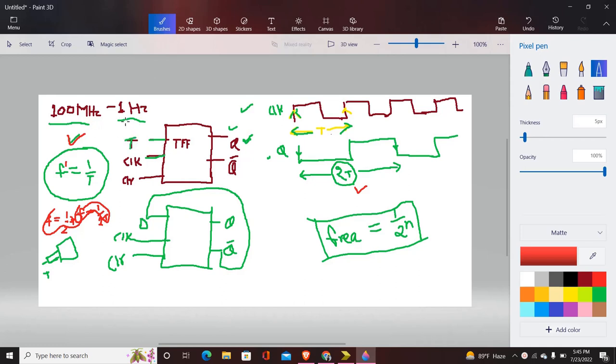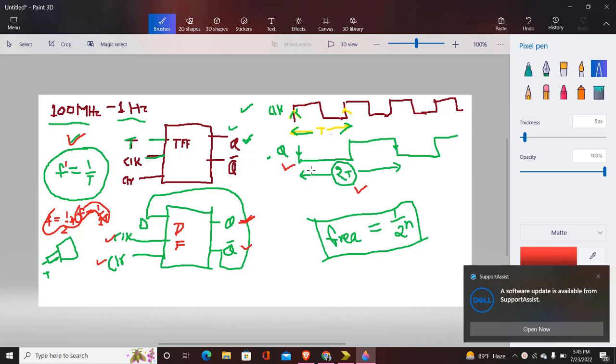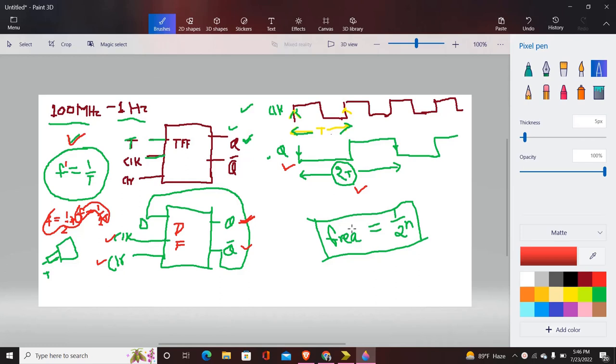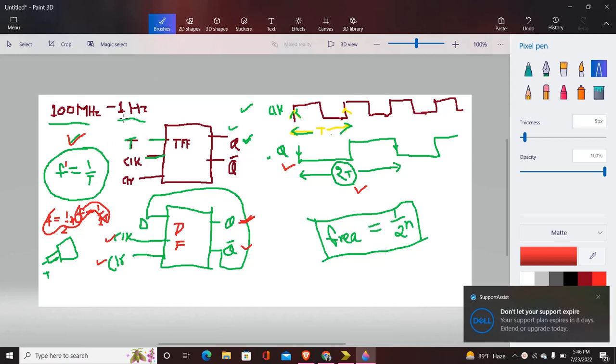Now, after dividing the frequency, we try to convert the 100 megahertz frequency into 1 hertz frequency. This is also done with the help of a D flip-flop. We provide an input as a clock, and clear for clearing the output, and Q and Q bar. The output of Q looks like this, similar to the T flip-flop output, exactly like this. So now, how many counters are required to convert the 100 megahertz frequency into 1 hertz?